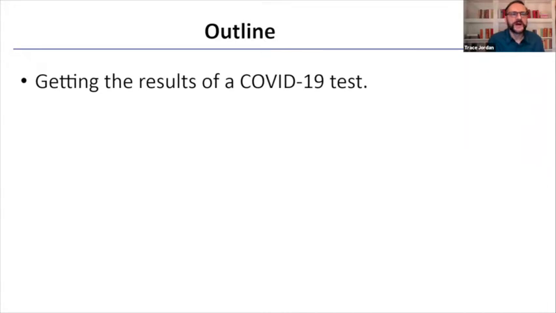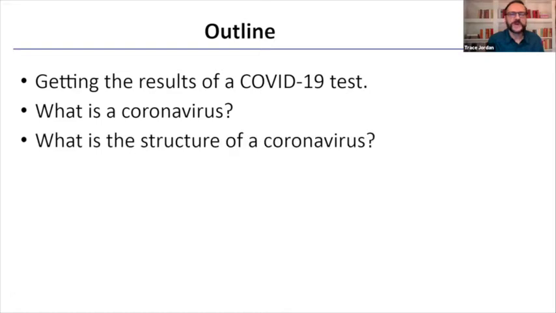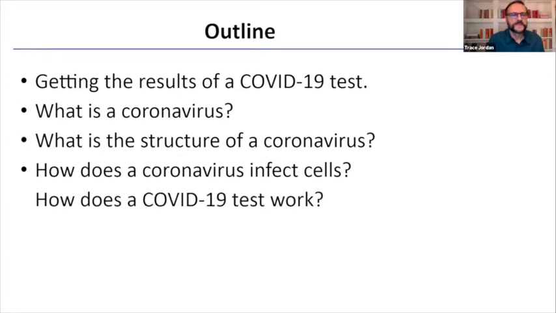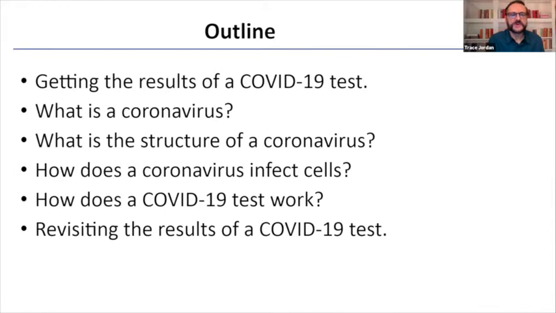We'll begin by examining the results of a COVID-19 test. Then we're going to ask ourselves a few questions. First, what is a coronavirus? What is the structure of a coronavirus? How does a coronavirus infect cells? How does a COVID-19 test work? And then at the end, we'll go full circle and revisit the results of the COVID-19 test.